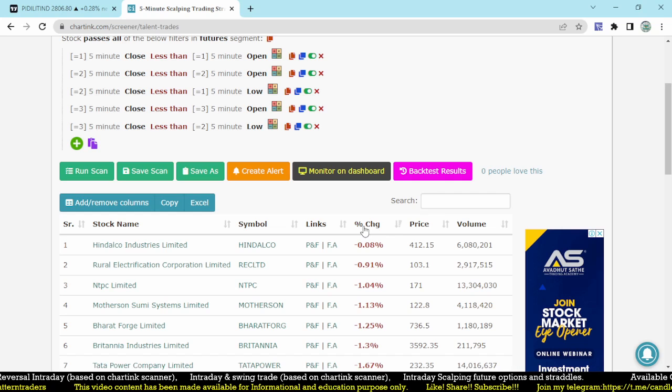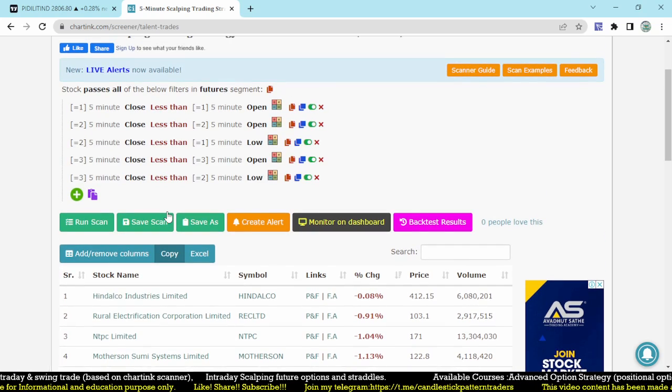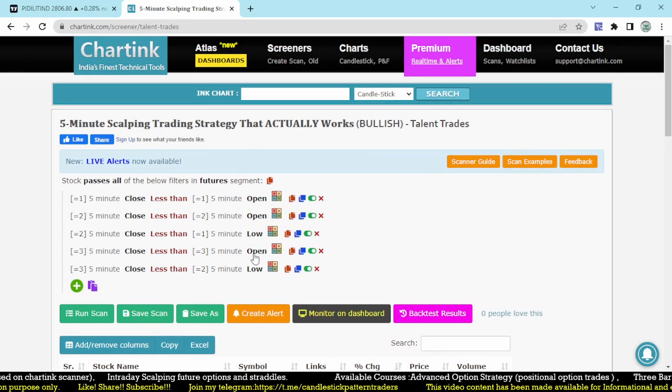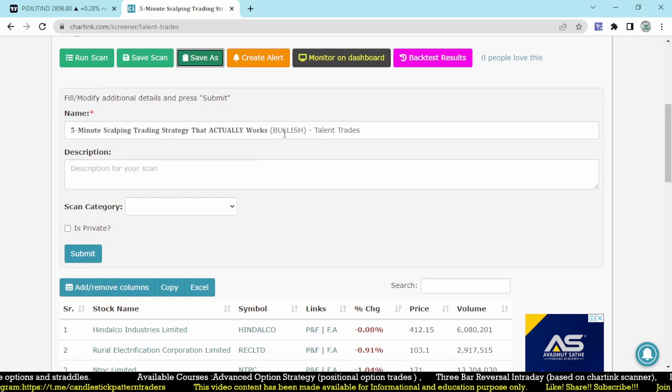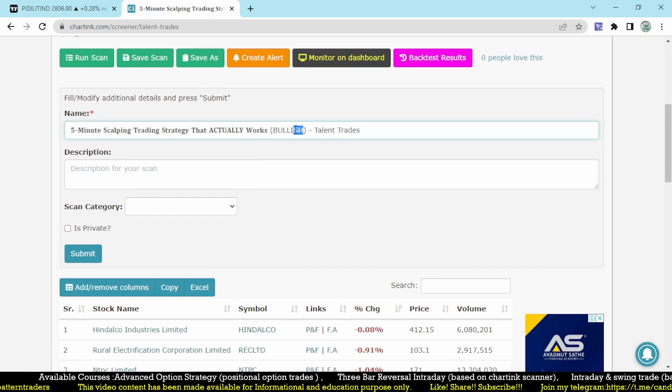If you have any questions or doubts about the scanner, you can comment in the comment box. If you want to copy the scanner, you just copy it, and I'm going to save it out. This is for bearish, it's not bullish. So how am I going to use it for bearish now? Just go and check. I'm going to use it for bearish, so we are going to submit now.